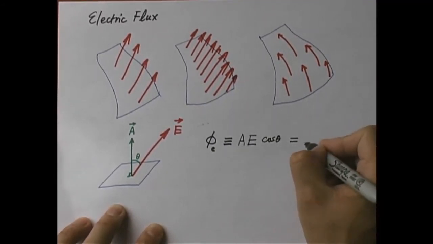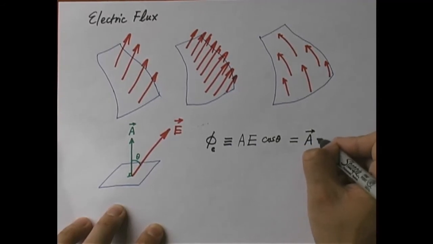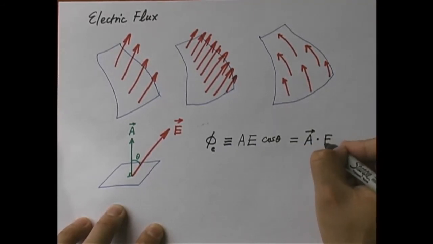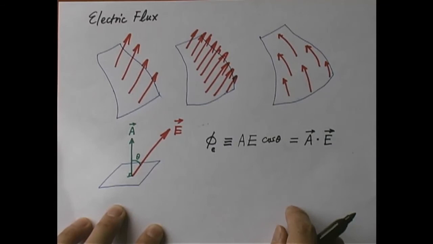Okay, now I'm sure you recall, this really is just the dot product of A and E, or E and A. This is the definition of the electric flux.